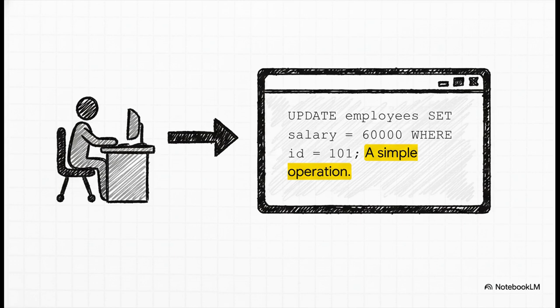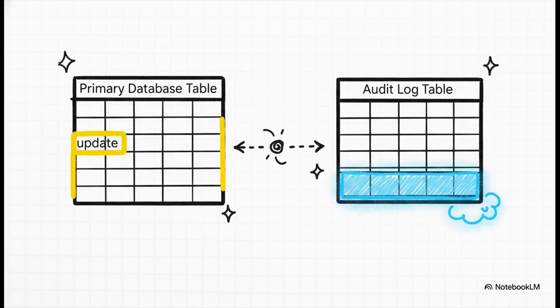Let's watch this in action. Imagine a user just runs this simple command to give an employee a raise. Seems pretty standard, right? But behind the scenes, bam! A new row instantly pops up in a completely separate audit log table detailing who made the change to what and when. That is the magic of an after update trigger. It waited for the change to happen, then it swooped in and logged it. And the best part, the application code didn't have to do a thing.